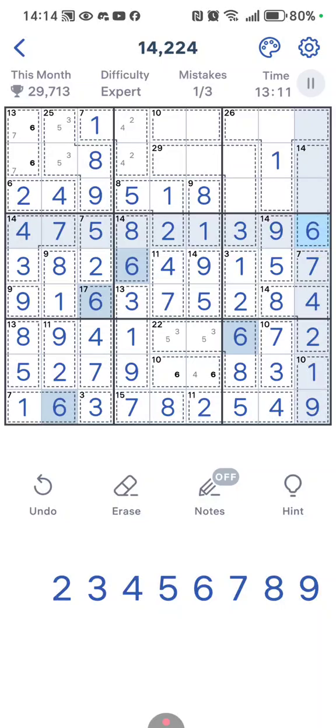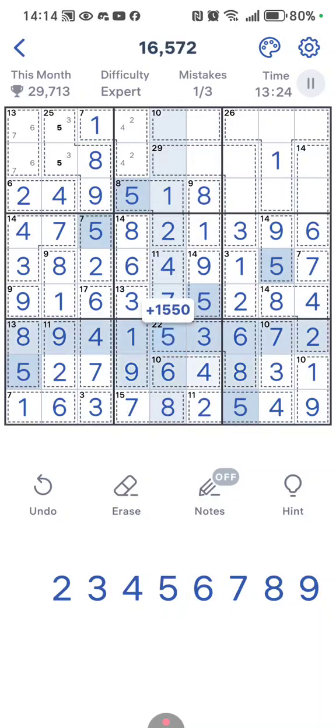Okay. 6. 4. Oh, and that's actually 3 and that's actually a 5. Okay, so this should be pretty easy to finish off now.